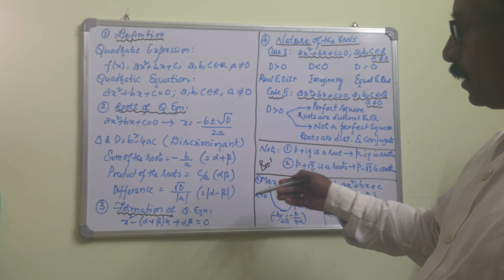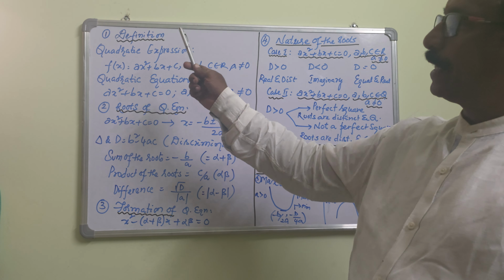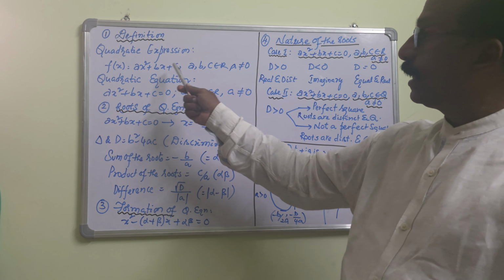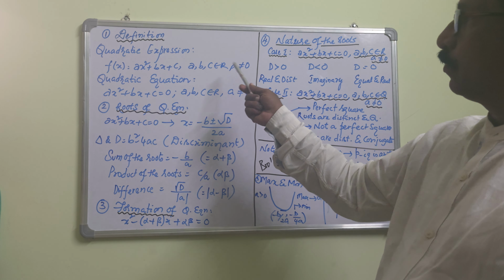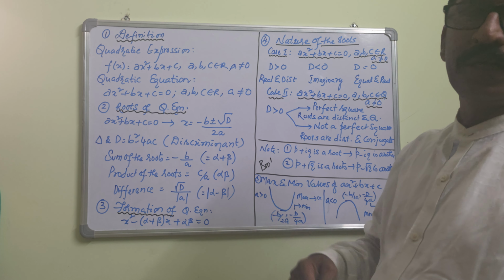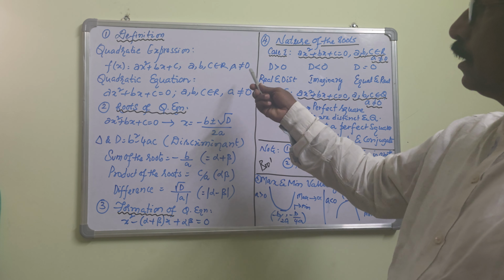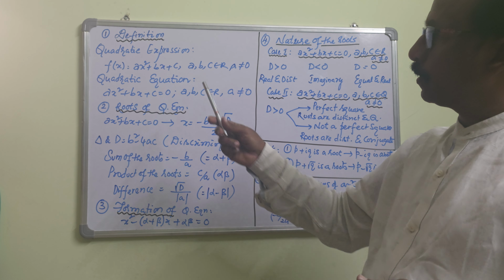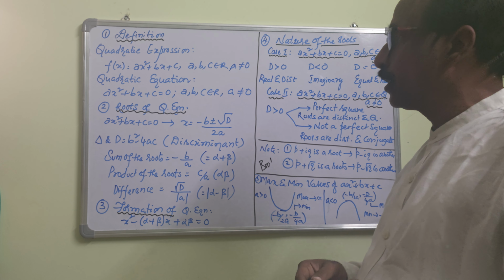this is the general theory. A quadratic expression ax² + bx + c, where a, b, c are all real numbers, a ≠ 0. If a = 0, we lose the x² term, so it cannot be a quadratic. So a is not equal to 0. And if ax² + bx + c is equal to 0, then it is known as a quadratic equation.